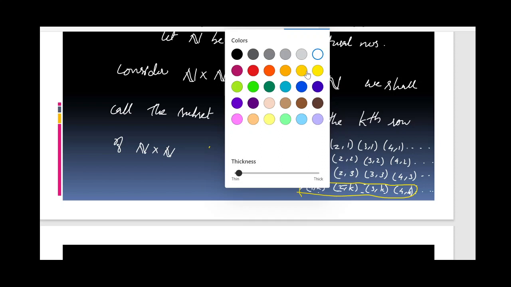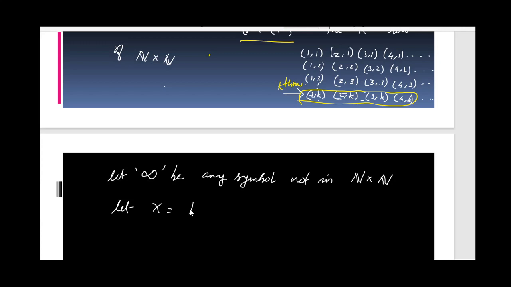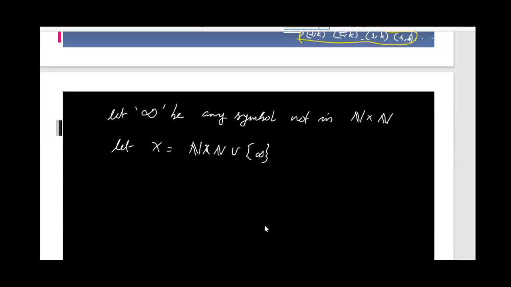Now we'll insert a symbol. Let this closed alpha, which is not infinity, be any symbol not in N cross N. Let X equal N cross N union closed alpha.